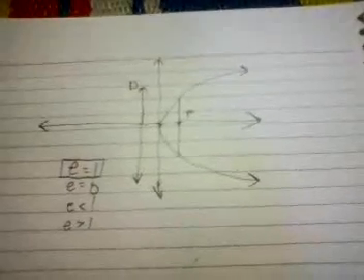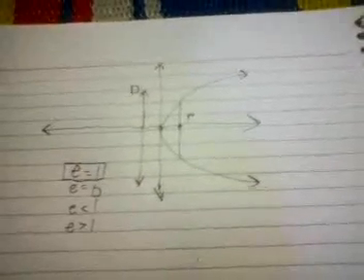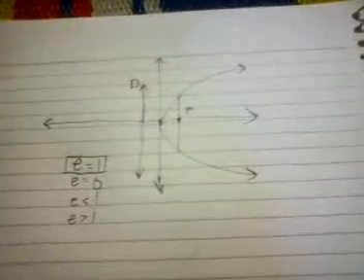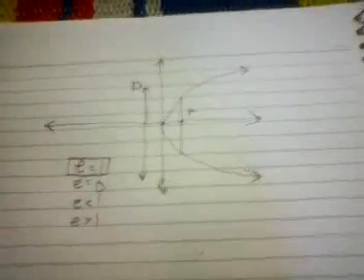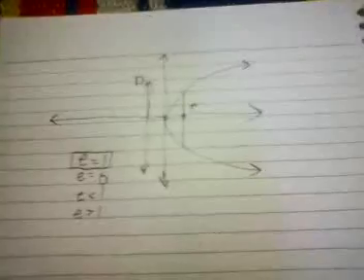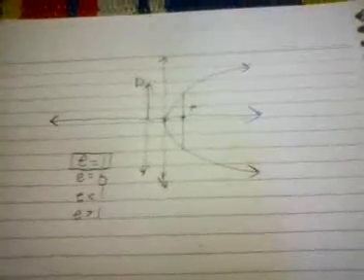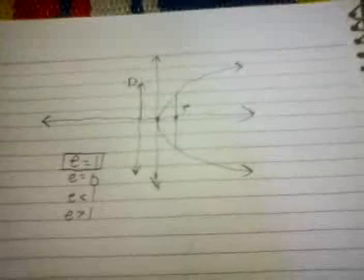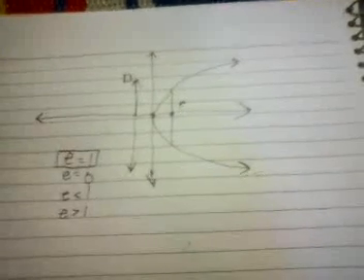So good morning everyone. We are here to discuss the parabola. The parabola is a set of all points in which a line called the directrix and a point called the focus are equidistant. This picture shows what a parabola looks like.